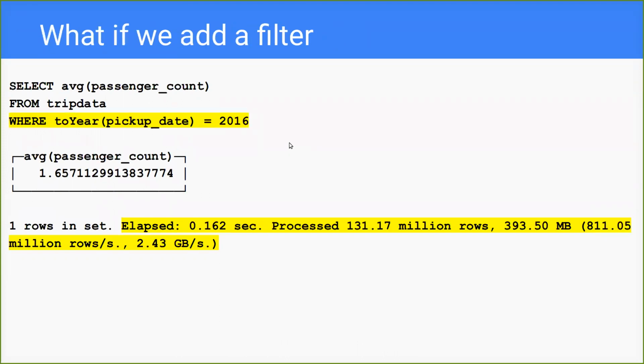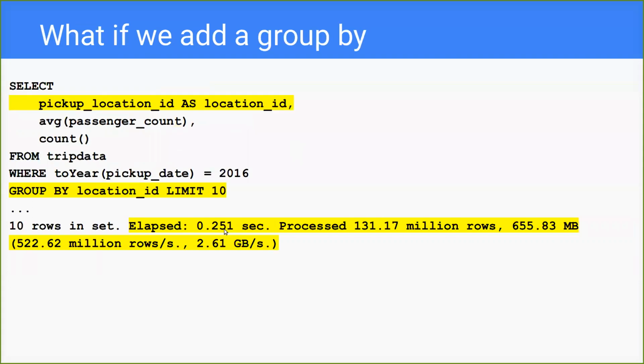What about adding a filter? Let's knock that down a little bit. So we're going to go ahead and do that same average. Here we're going to add a year, 2016. ClickHouse is pretty smart about being able to knock down rows. So in this particular case, by focusing on the year 2016, instead of reading 1.3 billion rows, we read about 131 million. Knock the time down to 162 milliseconds.